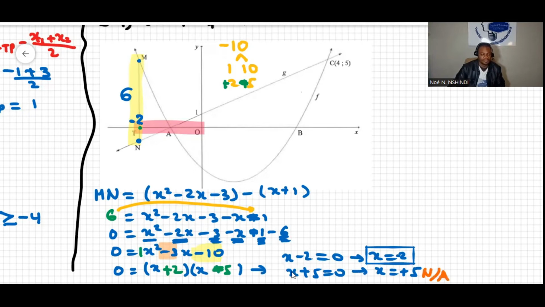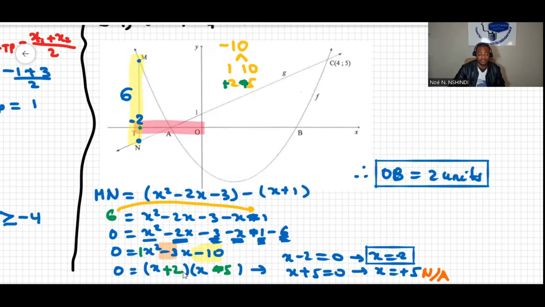Okay, so therefore, we can write here, therefore, OB is 2 units. Remember, the distance must always be positive, okay? Even if you generate a negative answer, if you go 2 meters forward and 2 meters backward, it's still 2 meters from the origin. Doesn't matter.